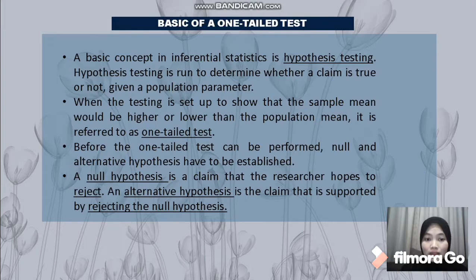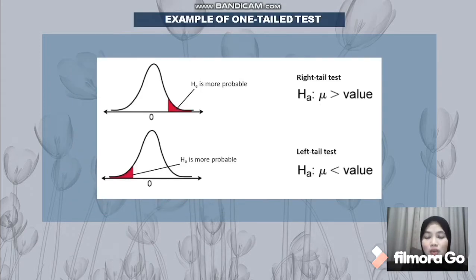Before the one-tail test can be performed, a null and an alternative hypothesis have to be established. A null hypothesis is a claim that the researcher hopes to reject. An alternative hypothesis is the claim that is supported by rejecting the null hypothesis. So, here are two examples of a one-tail test.